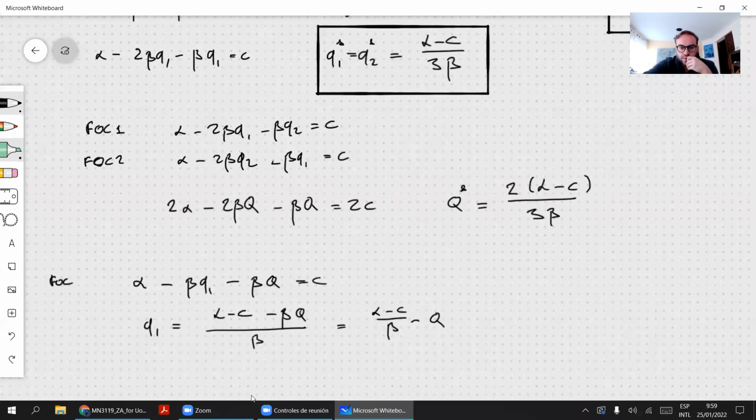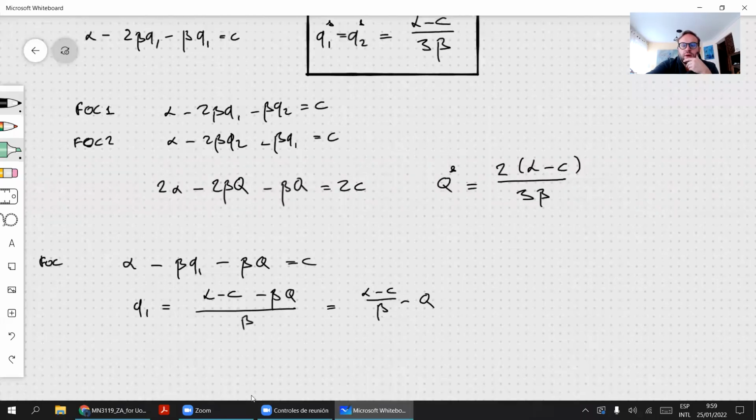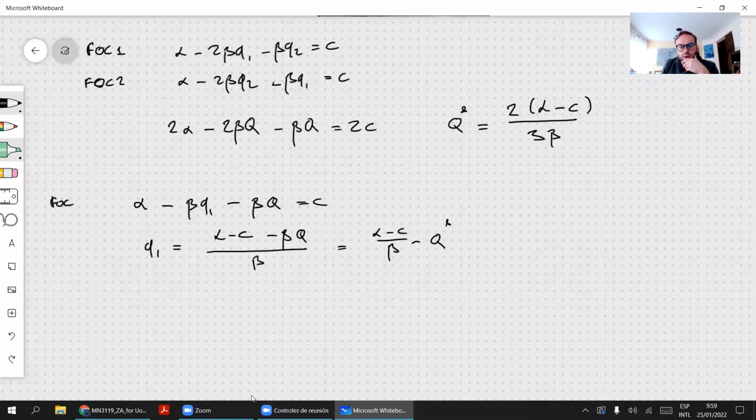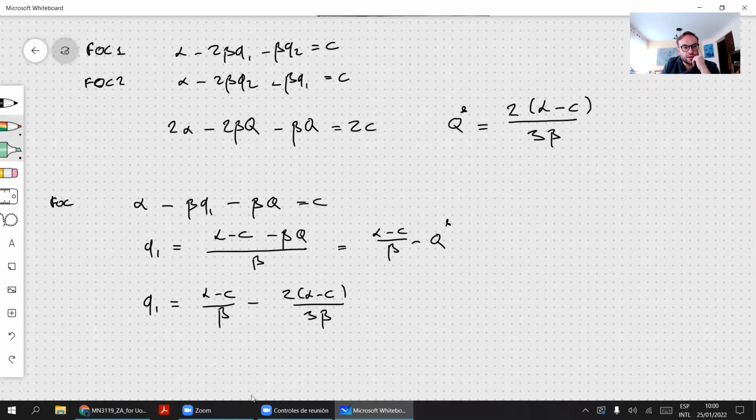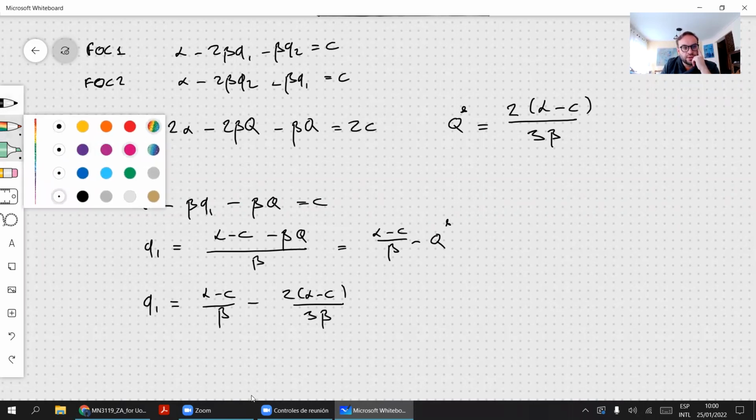Here I can make a substitution, but I have a generic solution. I can apply this for all the firms. So Q1 is going to be (alpha minus C) divided by beta minus 2 times (alpha minus C) divided by 3 beta. The common denominator is going to be 3.